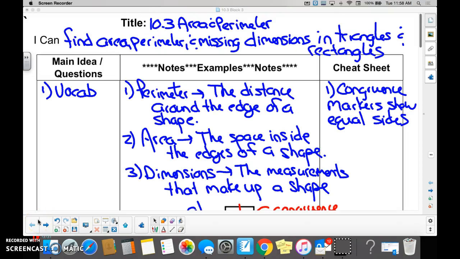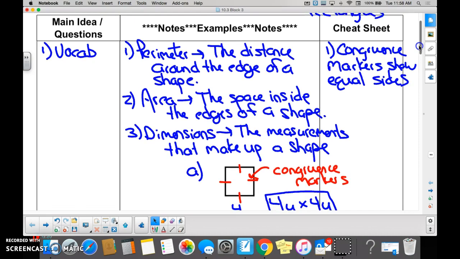10.3 area and perimeter. I can find area, perimeter, and missing dimensions in triangles and rectangles. Yay, Sam, well done. Can you guys find area now? Yes. Can you find perimeter? Yes. And can you actually find missing dimensions in a rectangle? Yes. How about in triangles? Yes. Yeah, we didn't do a lot with triangles, but we will.